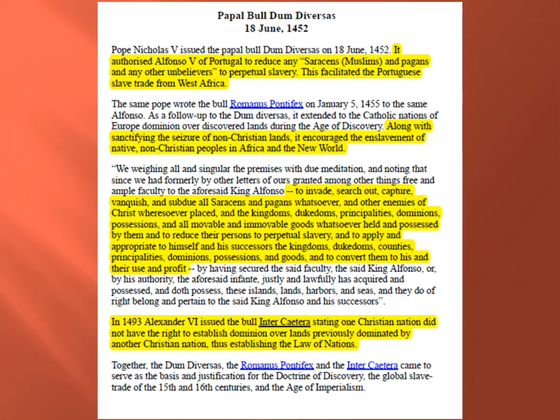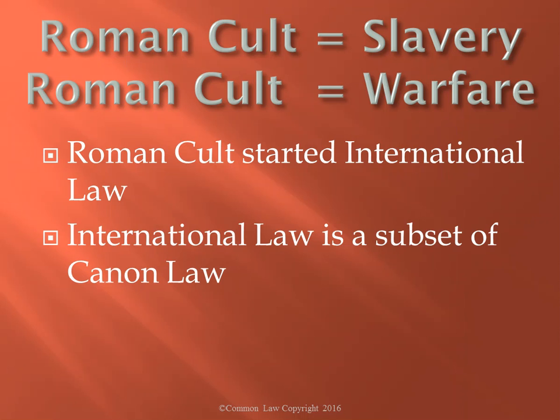And so the point being is that the Roman cult is responsible for all the slavery that was going on. The Roman cult is responsible for the slavery that goes on to this day, okay? And they sell you into slavery in their so-called jails. That's exactly what they do, and we're going to go into that. This is all coming from the Roman cult. The Roman cult started international law, okay? Think about it. And that's what that says. International law is a subset of canon law. The Roman cult equals slavery. The Roman cult equals warfare.